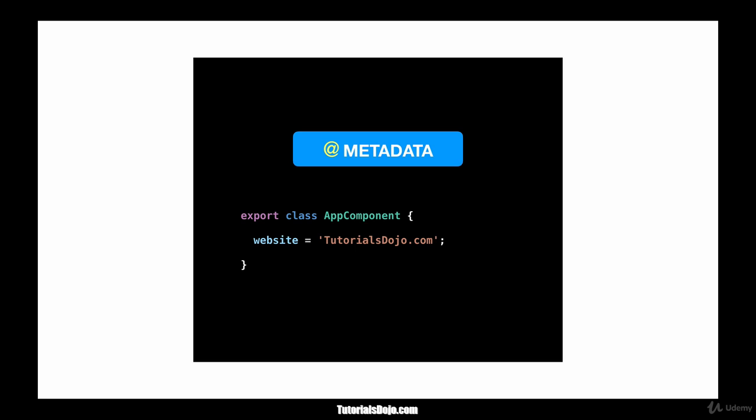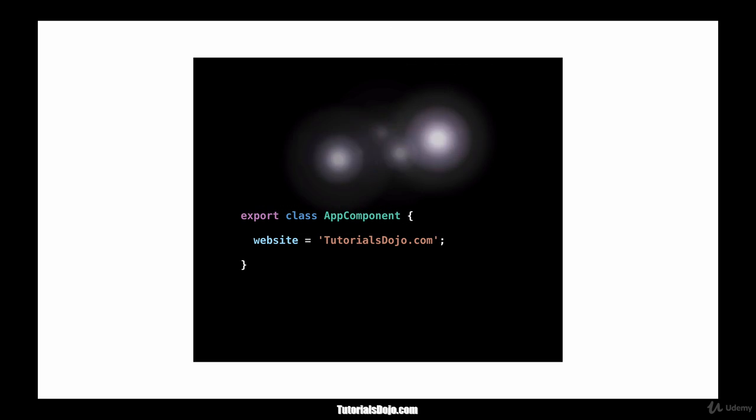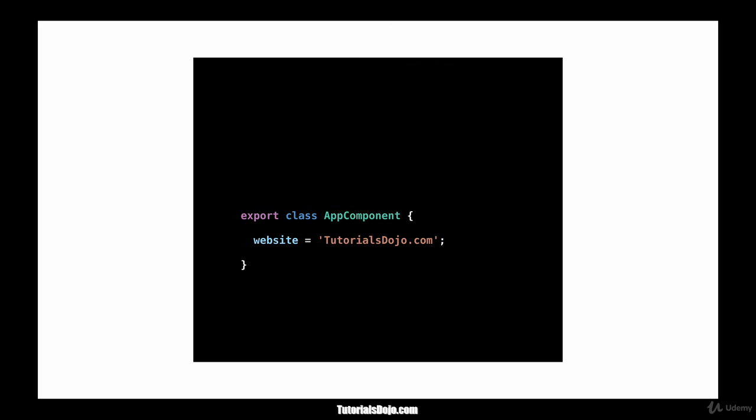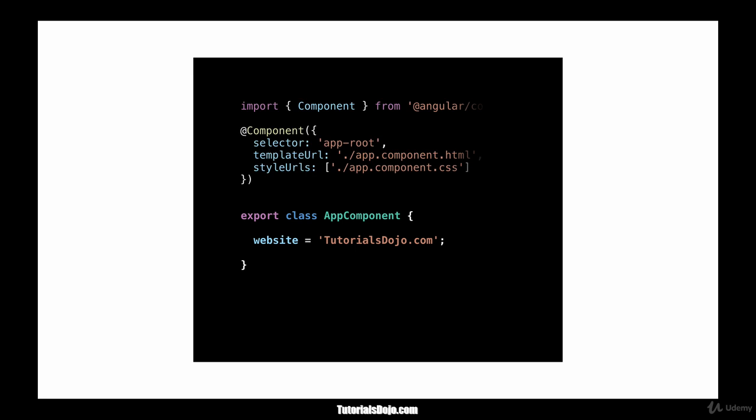So, going back to our example, a plain TypeScript class such as this app_component class can become an Angular component by simply adding the @component decorator. At first, you have to import the necessary modules and then add the metadata. And then there you have it, a full-fledged Angular component.